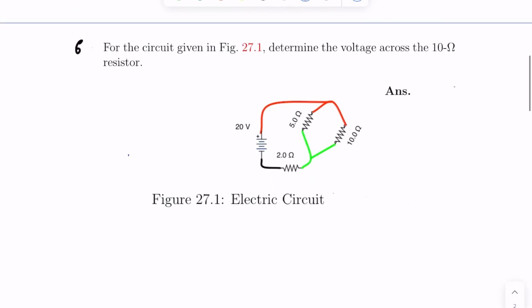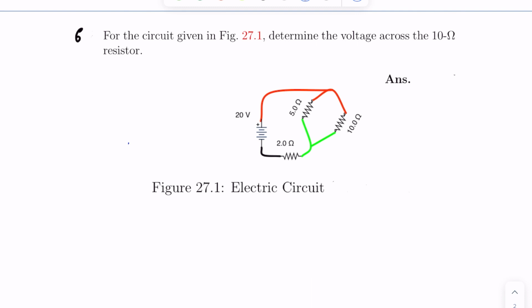Question 6. Question 6 says that this is a circuit given to you, okay? And there are 1, 2, 3 resistors here, and we need to find the voltage across the 10 ohm resistor. Okay, so the idea is, let me first make this more boxy so that it becomes more familiar to what we have already seen.